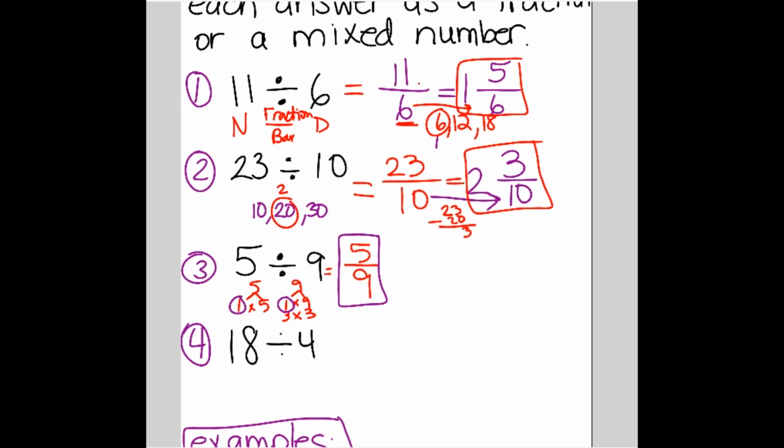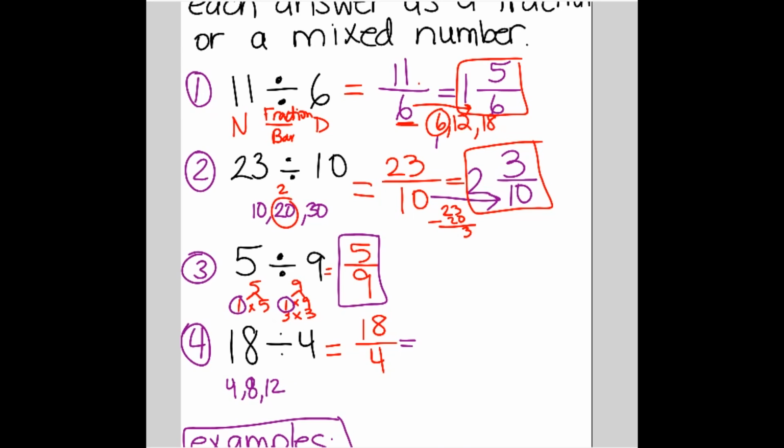All right, let's do our number 4. It says 18 divided by 4. So if we did that, we would have 18 on top as our numerator. Our division sign would be our fraction bar, and then the 4 would be our denominator. Now, is the numerator bigger than the denominator? Yes, it is. 18 is bigger than 4, so that means that it is improper. Since it is improper, that means that we can simplify by making a mixed number. So let's see, how many 4s do I get out of 18?